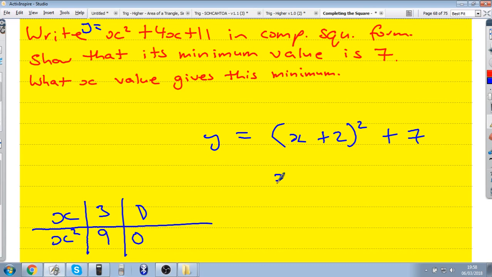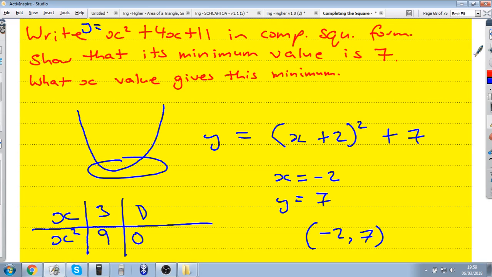What is y equal to? 7. And what that tells you is that if you were to draw this graph, it would be that usual quadratic graph. And that tells you that the coordinates of the minimum, the lowest point, are minus 2, 7. X is minus 2 and y is 7. Okay, so that's what that's about.